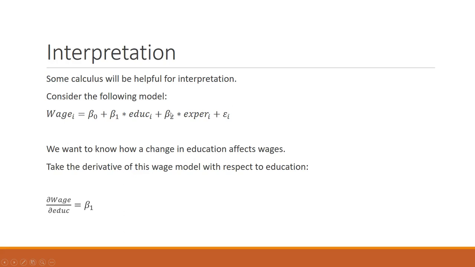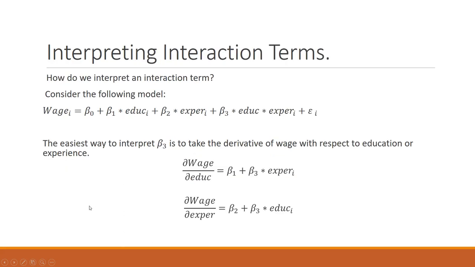Now we know that the derivative is the change in the dependent variable given a unit change in the independent variable. So the derivative gives us the slope, it gives us how much wage changes when you change education. That is beta 1. That'll be really useful as we interpret interaction terms. How do we interpret the coefficients on interaction terms?